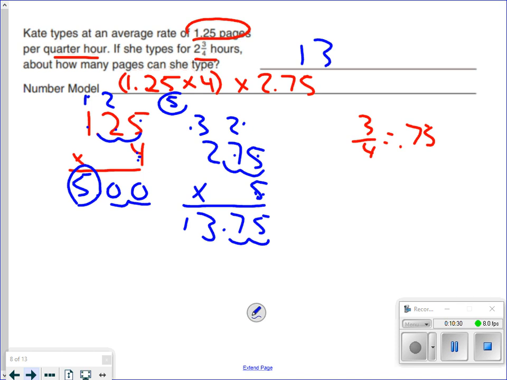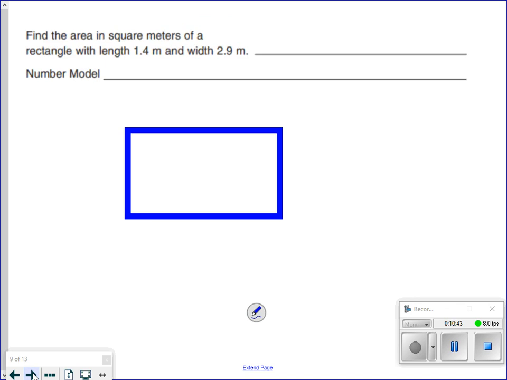My answer is 13.75. So how many pages can she type? She can type 13.75 pages. Do you see how I can go through this fairly fast? Because I know how to multiply. If you cannot multiply, this is going to be very, very challenging for you.